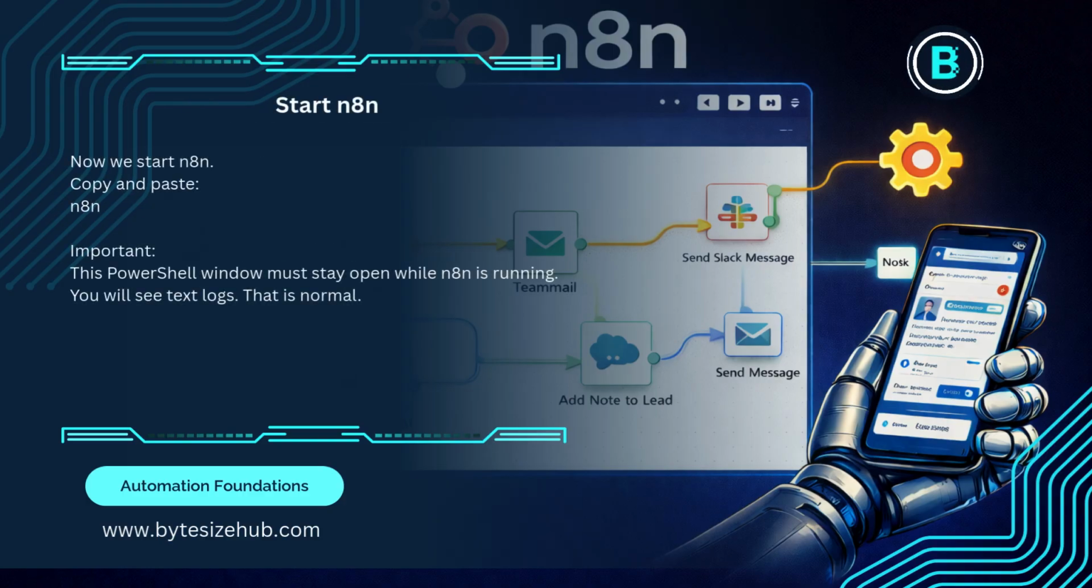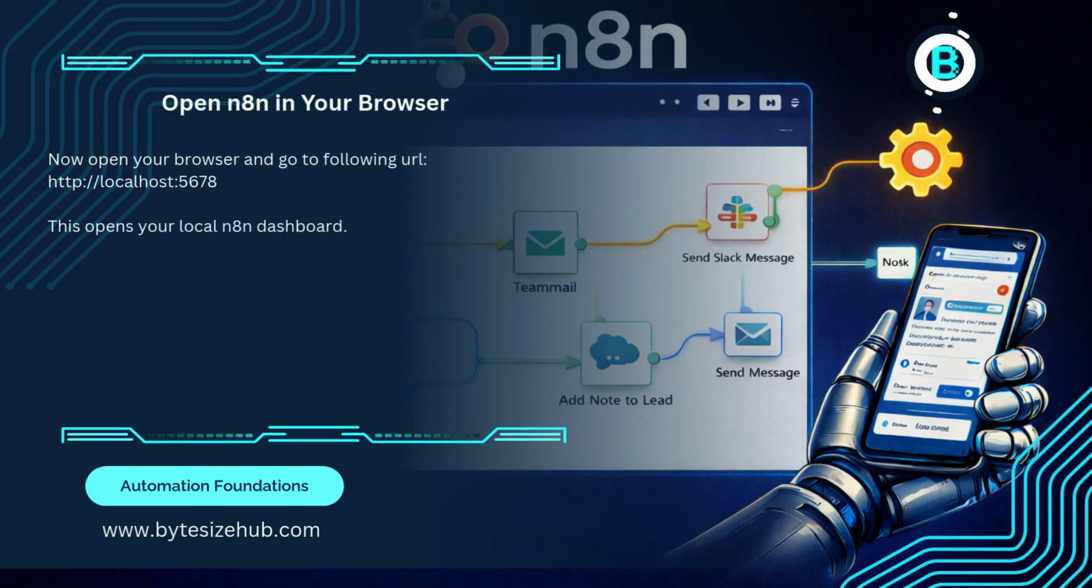Start n8n. Now we start n8n. Copy and paste n8n. Important: this PowerShell window must stay open while n8n is running. You will see text logs. That is normal. Open n8n in your browser. Now open your browser and go to the following URL. This opens your local n8n dashboard.